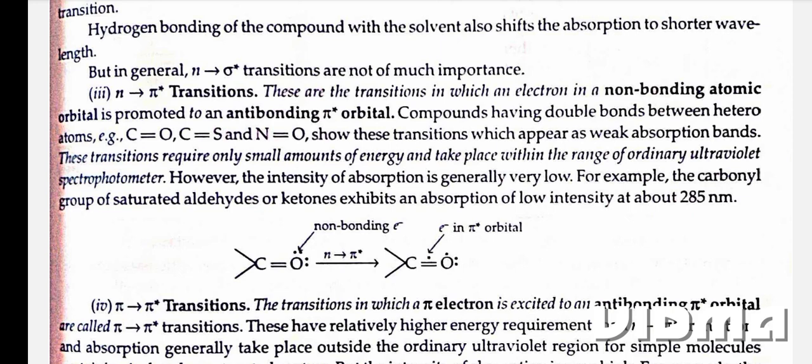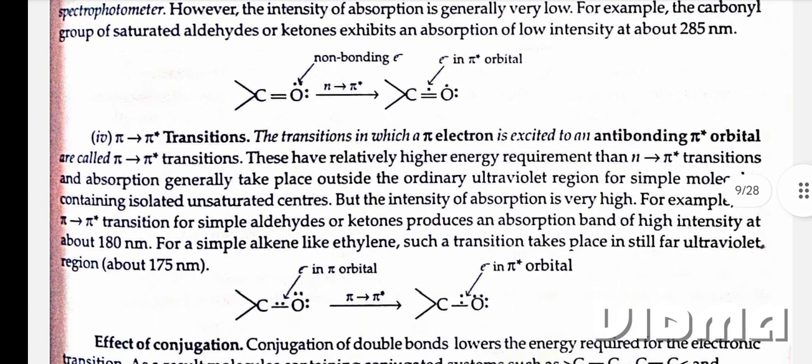However, the intensity of the absorption is generally very low. For example, the carbonyl group of saturated aldehydes or ketones exhibits an absorption of low intensity at about 285 nanometer.